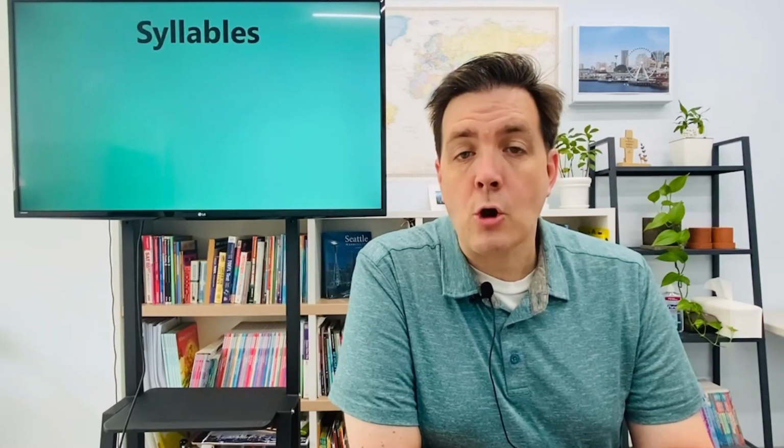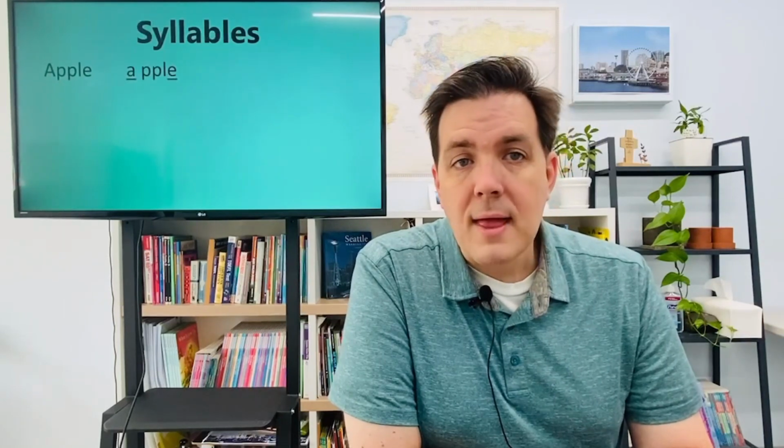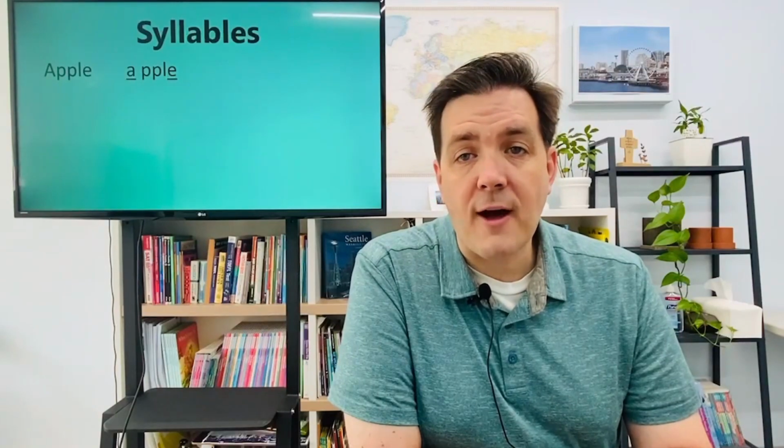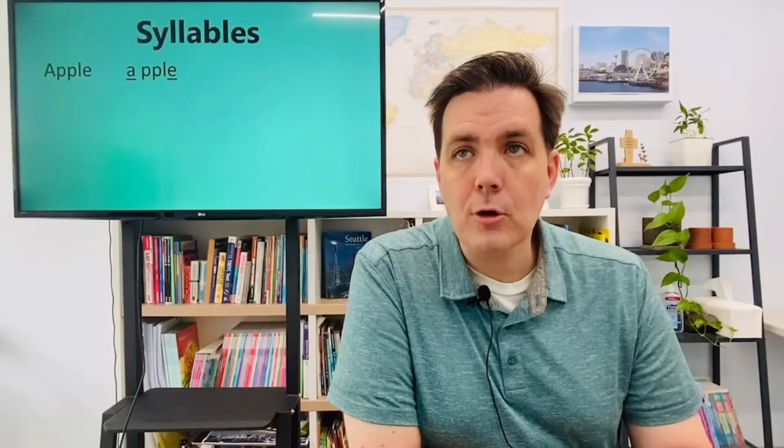Oh, and before we do, let me give you one more term today, and that is syllable. A syllable is how long a word is, or how many vowel sounds there are in a word. So a word with many syllables means it's longer to say. So here's an example. Apple has two syllables. You can hear two different vowel sounds, the a and the e. So apple.